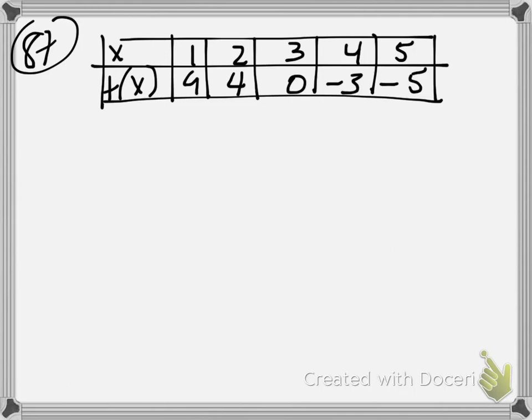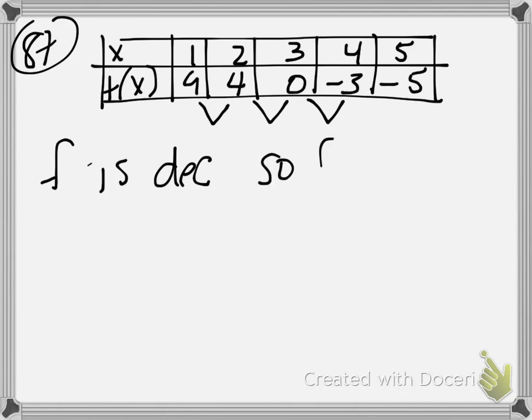Okay, here's 87. So you were given this table about f of x. You could graph this, it makes you feel better. The only problem is that you don't know what's happening at 1.5 or 2.5, or anything like that. But just looking at the y values, you can see that from here to here it's decreasing, here to here it's decreasing. So f is decreasing, we know that. So that means f prime will be negative.